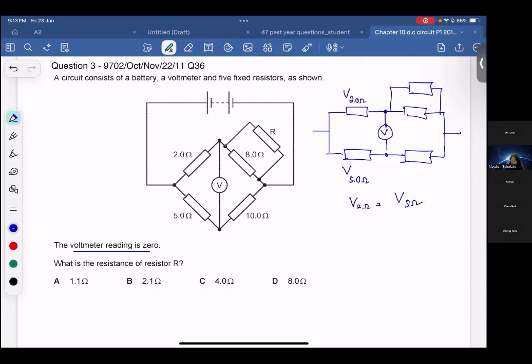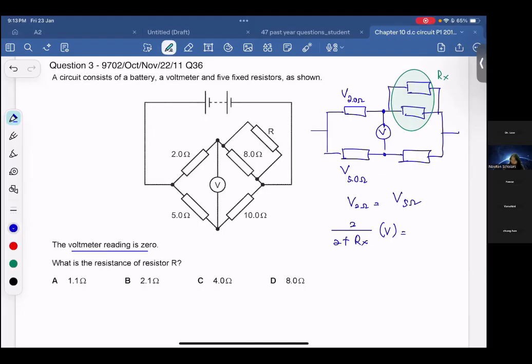Here, how do we find the voltage for 2 ohm? We can use the potential divider. We look at this part and assume the total is Rx first, in series. So here, 2 ohm divided by 2 plus Rx, times your total voltage, equals, now we compare to the bottom part, 5 divided by 5 plus 10, since this one is 10 ohm, times the total voltage.